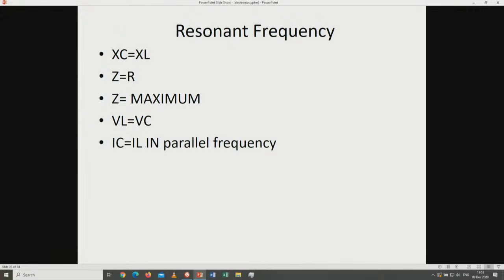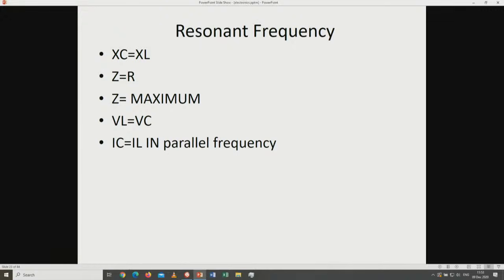The conditions that you find under resonant frequency. Normally we say under resonant frequency, XC is equal to XL, R is equal to Z, Z is maximum, VL is equal to VC, and IC is equal to IL in parallel resonance.